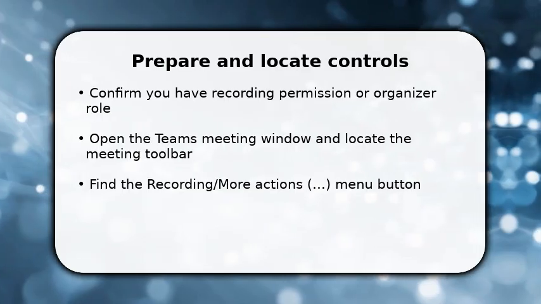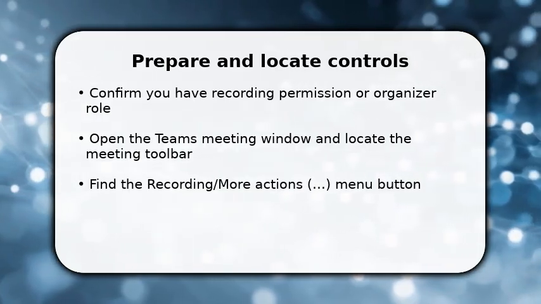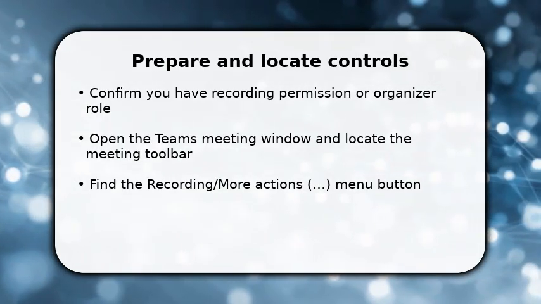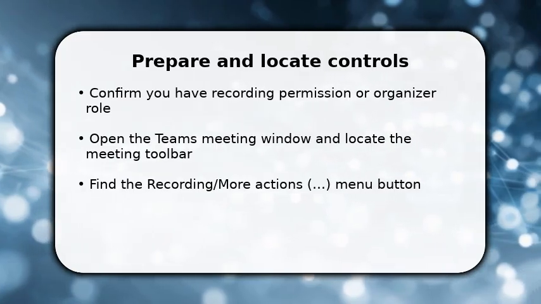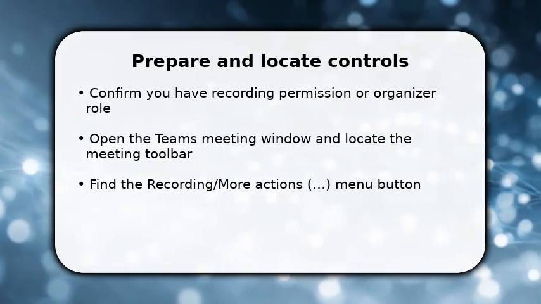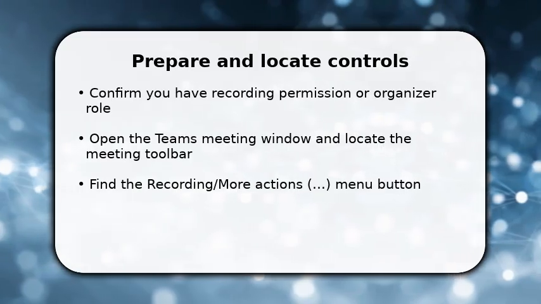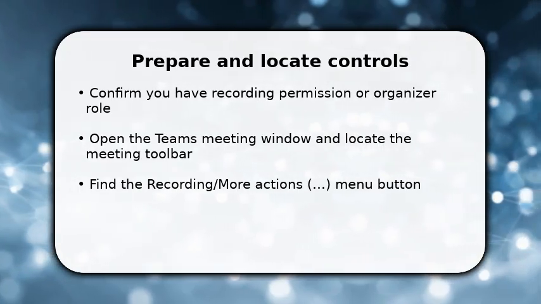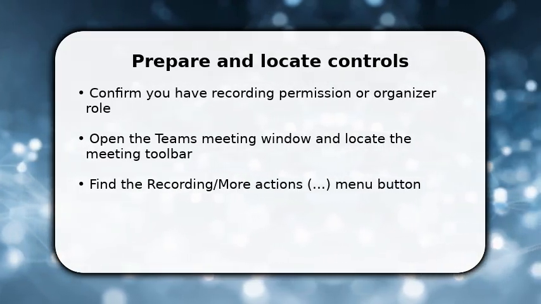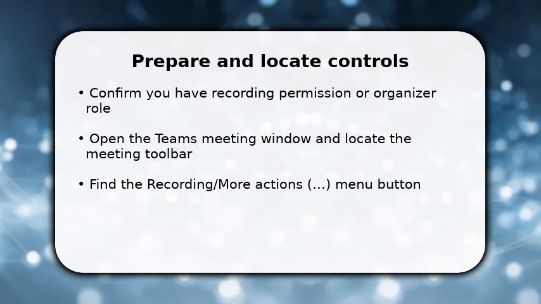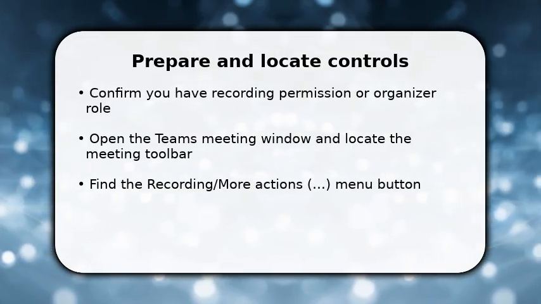Once confirmed, open the active Teams meeting window and move your cursor to the meeting toolbar at the top or bottom of the screen. Make sure to locate the More Actions button labeled with 3 dots. This menu contains the recording control. If the toolbar is hidden, hover to reveal it. Acting now prevents unnecessary extra footage being captured.